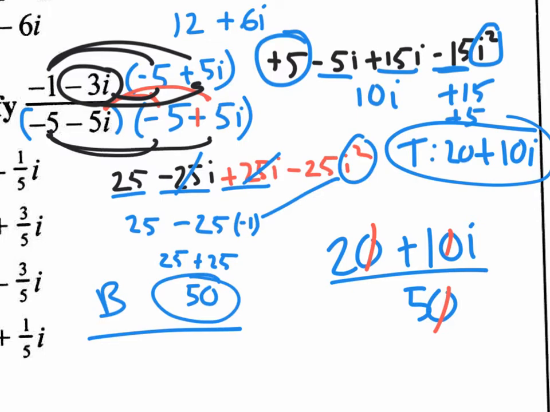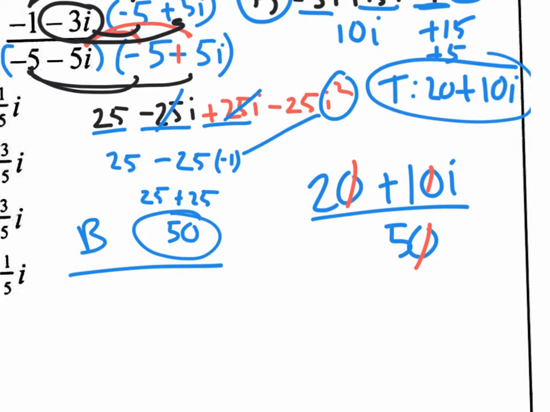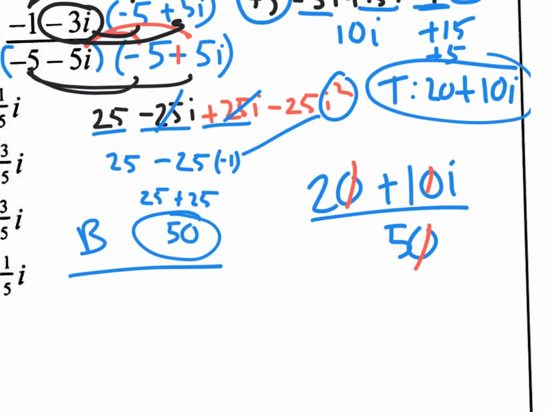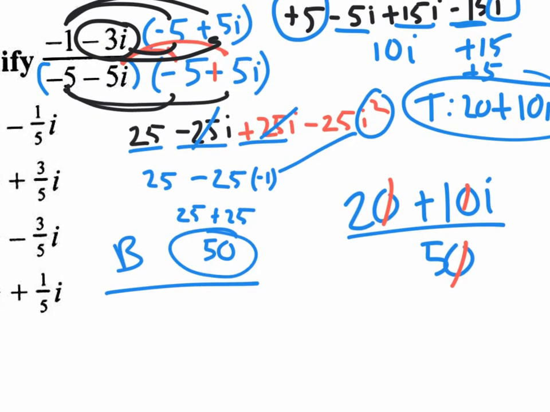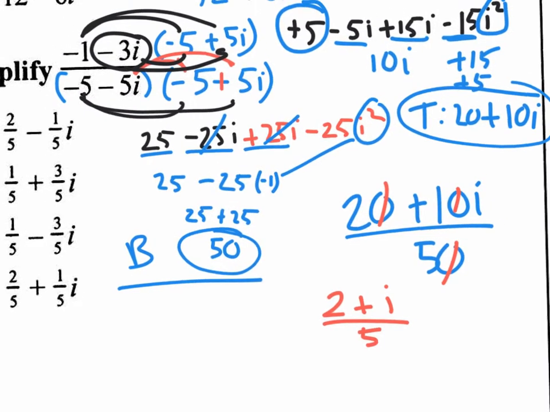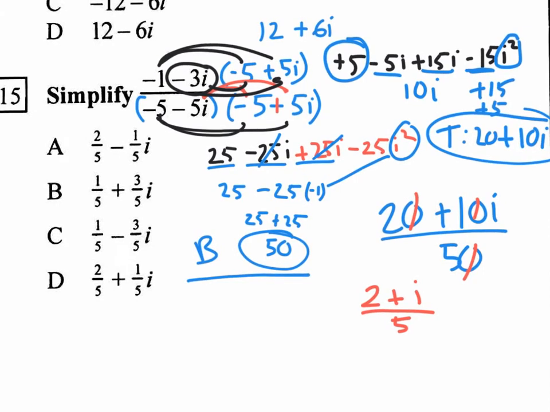So what do we have left? We have (2 + i) over 5. Whoa. (2 + i) over 5. And we can't leave it together. A complex number is always going to be separate, with the real part first and the imaginary part second, which means that you have a 2/5 fraction plus 1/5 i. That is option D.